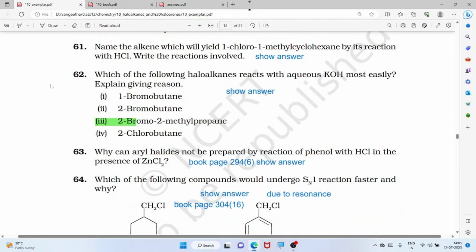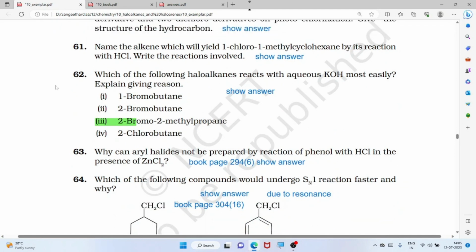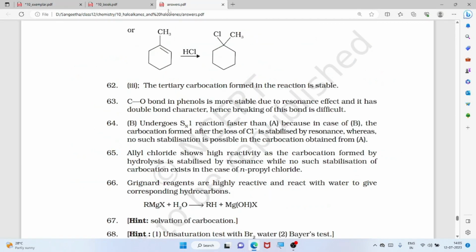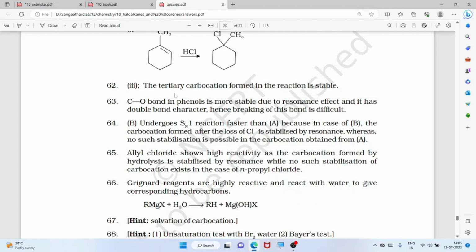Question 62. Which of the following haloalkanes reacts with aqueous OH most easily? Most easily. Tertiary, as the carbocation formed in the reaction is stable. Okay.